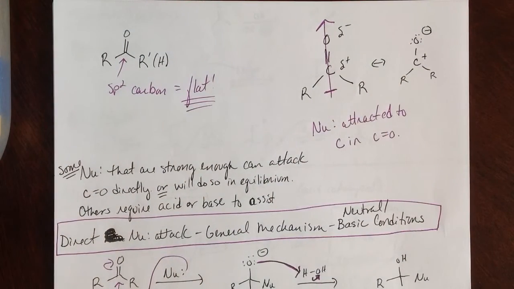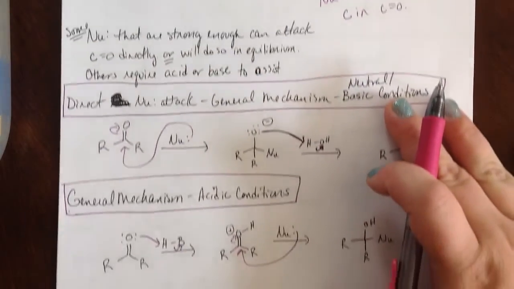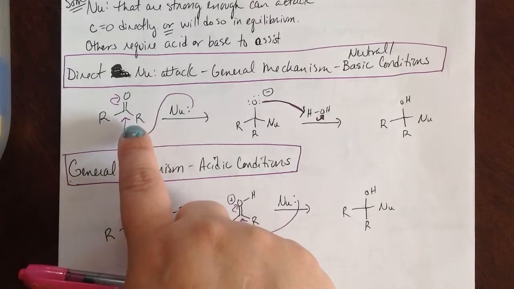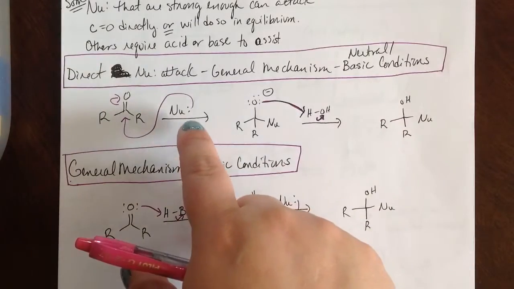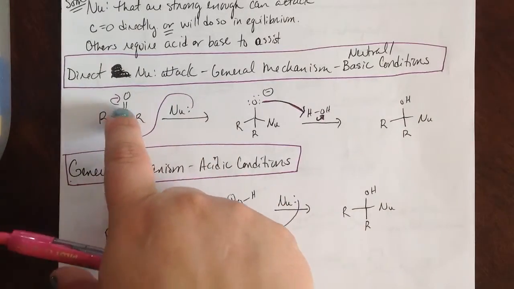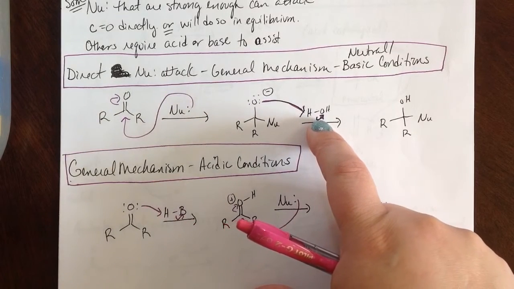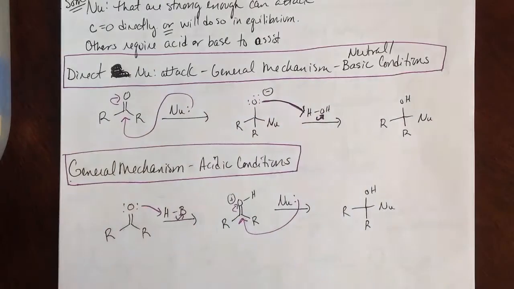Some of them will actually attack because they're strong enough. Others need a little bit of help. And so there's basic mechanisms to consider here. You can have a neutral or basic condition with a nucleophile, depending on, again, how strong it is. And it will actually attack that carbon, and electrons go up. Then oftentimes it will find a proton source. It can be water, it can be ethanol, it can be whatever the proton source may be. They'll end up giving you an alcohol.